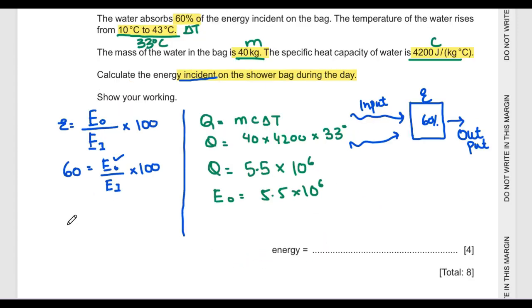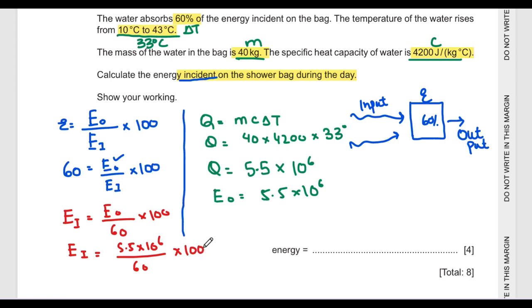I'll just arrange this equation with respect to input energy. So it would be energy output over 60 times 100. The output energy we have calculated just now. It's 5.5 into 10 raised to power 6 divided by 60 times 100. So the final answer is 9.2 into 10 raised to power 6 joules.